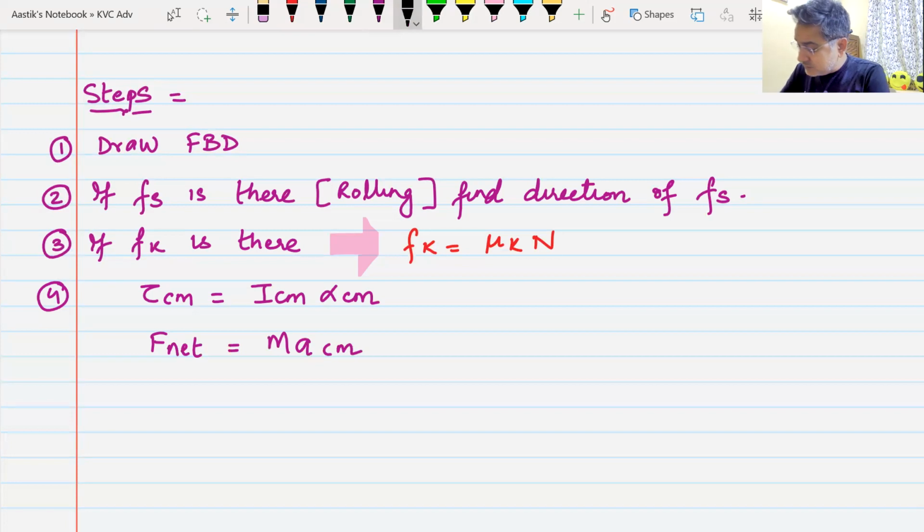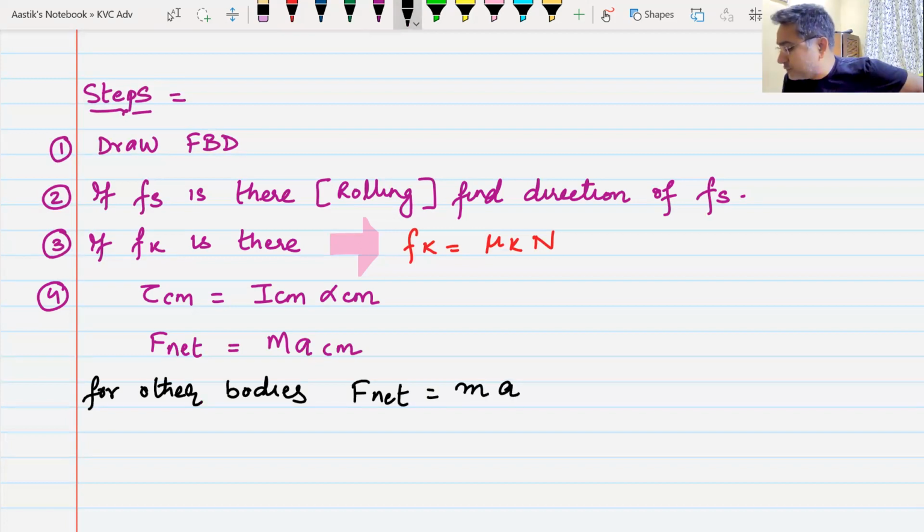For other bodies, there might be other bodies as well. For other bodies, you can apply F net is equal to their mass into their acceleration. Do we understand this? Yes or no? Yes, sir. Other bodies might not be rotating. For a rotating body, you have to apply both the equations. For a translating body, you need to apply only F net is equal to m a. Do we understand this? Yes or no?